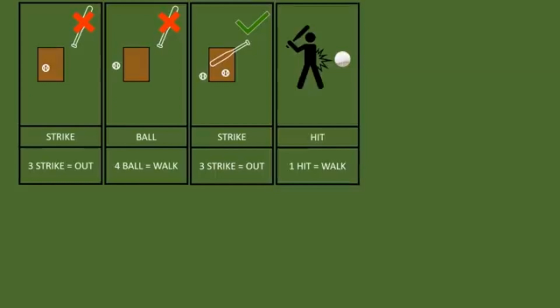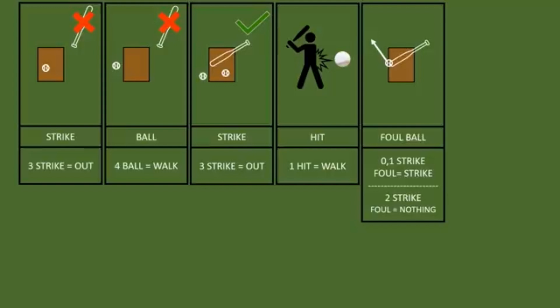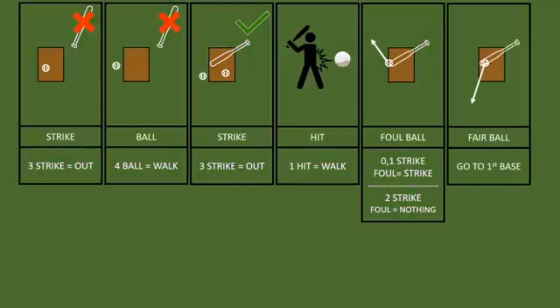If a ball hits the batsman, that is called hit, and in that case the batsman gets to walk to the first base. If the ball strikes the bat and it goes into the foul area, then it's called a foul ball. If a player has 0 or 1 strike, then the foul would count as a strike. If a player has 2 strikes, then the foul would do nothing. If a player contacts the ball and it goes into the fair area, it's called a fair ball. In that case, the batsman must go to the first base.